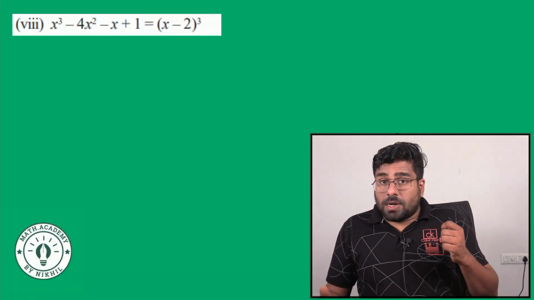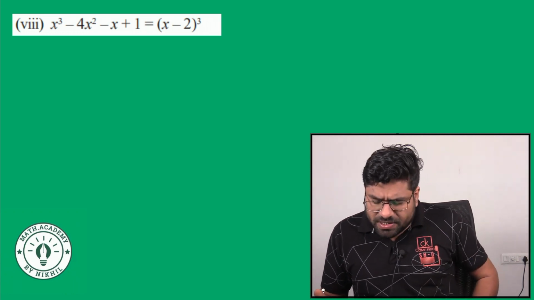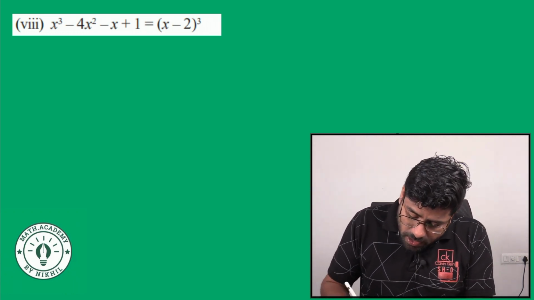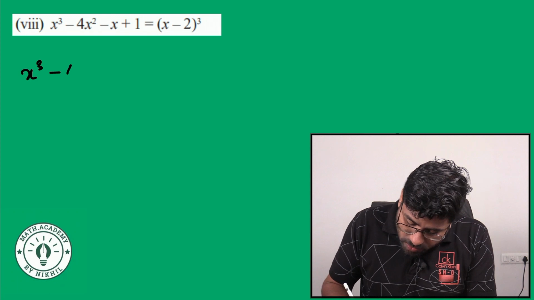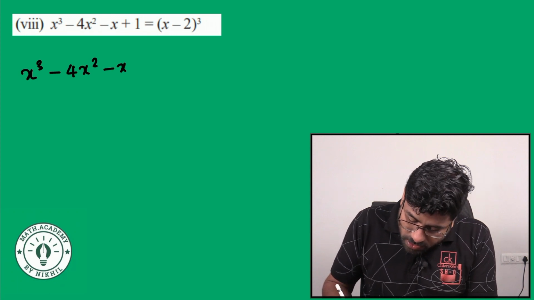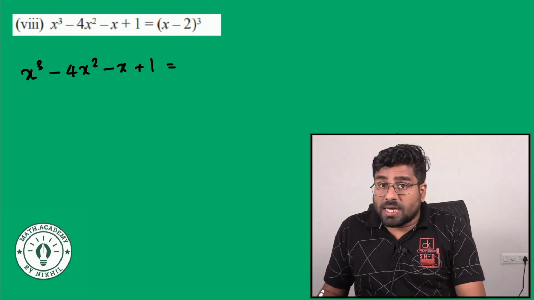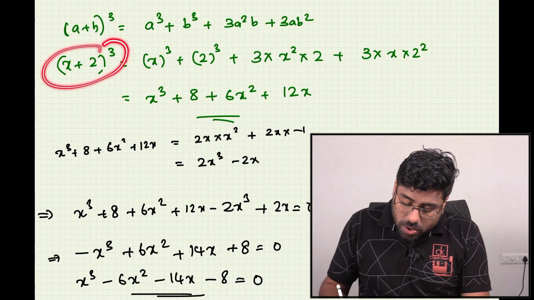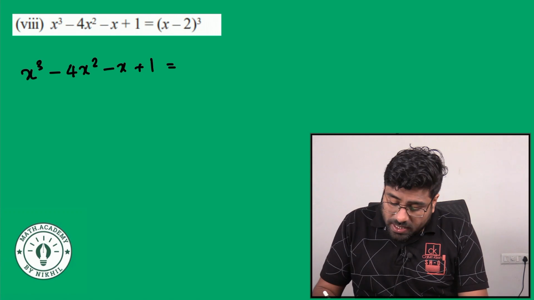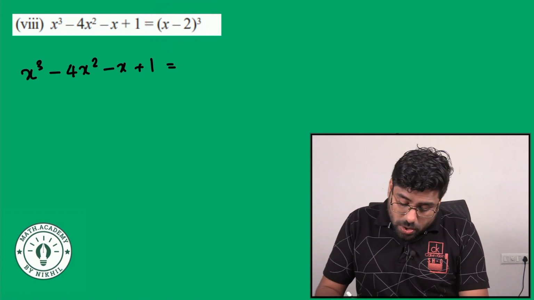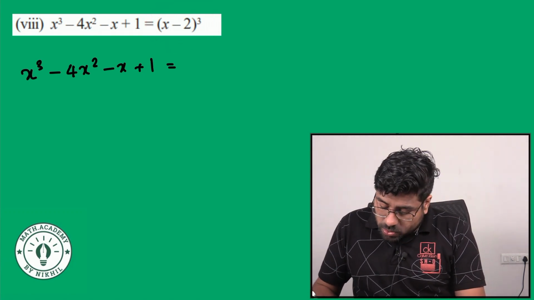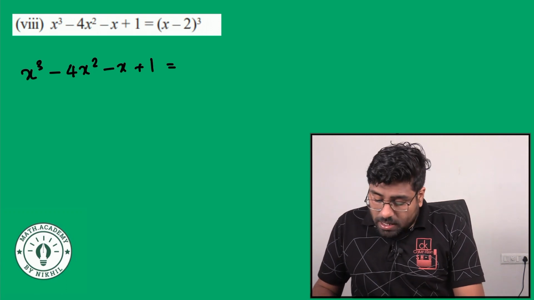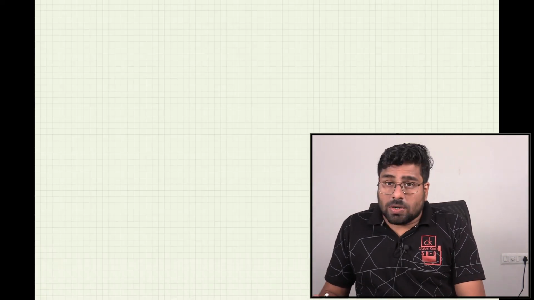So it is going to be question number 8. Again, we shall simplify this expression. You can see the expression x cube minus 4x square minus x plus 1 is equal to x minus 2 the whole cube. Earlier we had an x plus 2 the whole cube, but in this question you are having an x minus 2 the whole cube. We should understand that these two are extremely similar, so we'll use similar methods to solve this question.